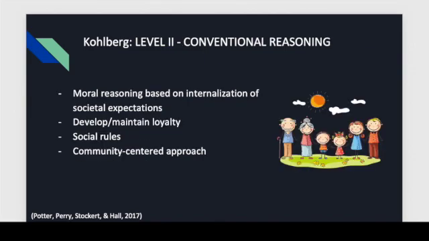Kohlberg's second level of moral development is conventional reasoning. During this level, the individual sees moral reasoning based on their internalization of societal expectations set on them. The individual wants to fulfill these expectations and maintain and develop loyalty and support. This level emphasizes social rules and a community-centered approach. Individuals switch from what is in it for me to how will this affect my relationship with others.